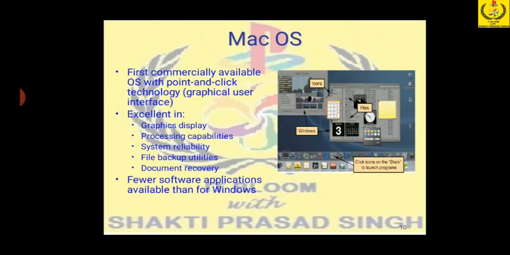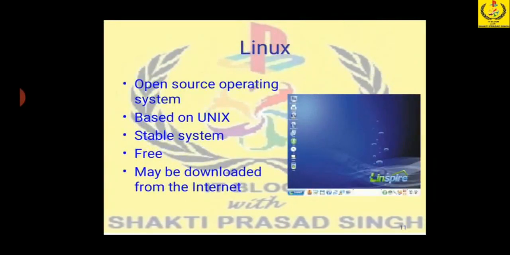The next operating system is Linux. It is an open source operating system, meaning it is available openly. You can download it. It is based on UNIX, but its interface is quite different. It is a stable system, not corrupted easily, and available free of cost. You can download it from the internet, but data is required.